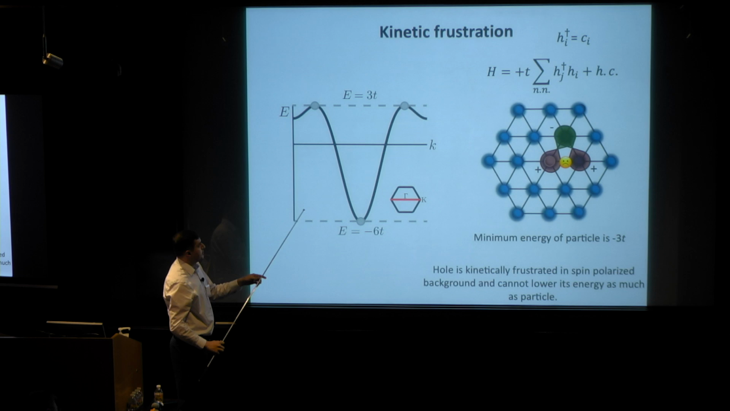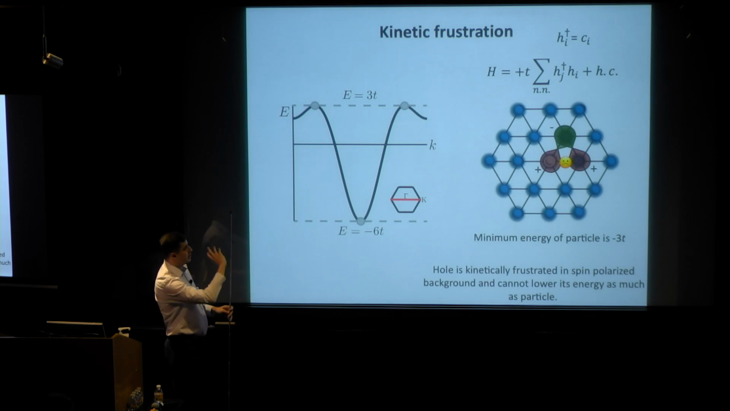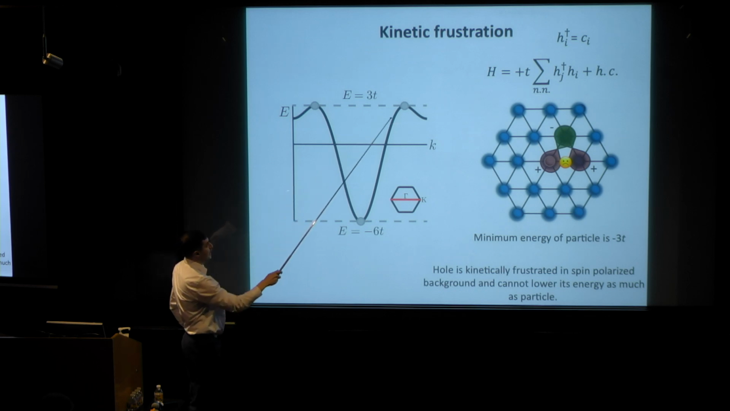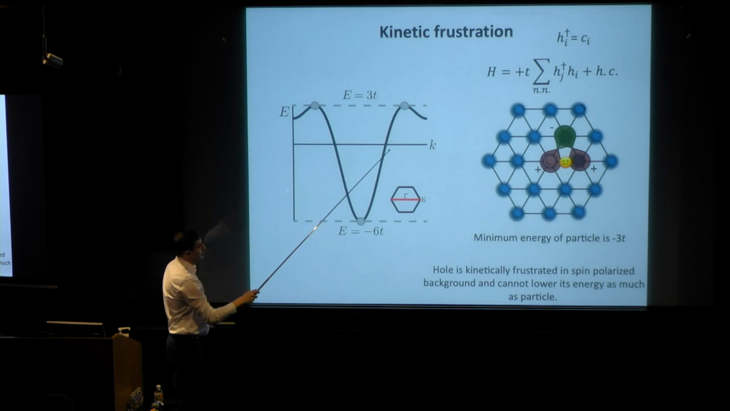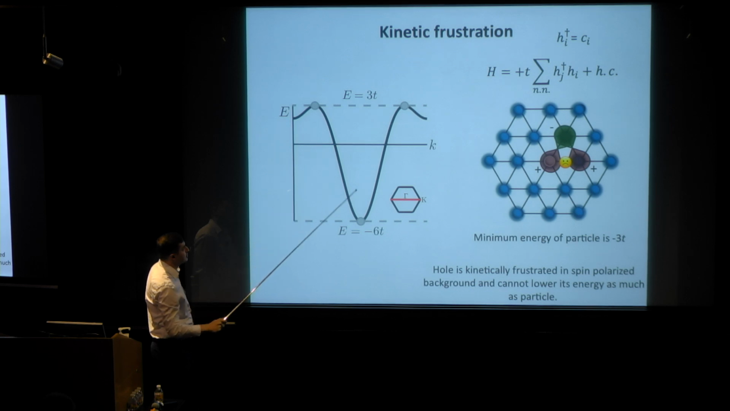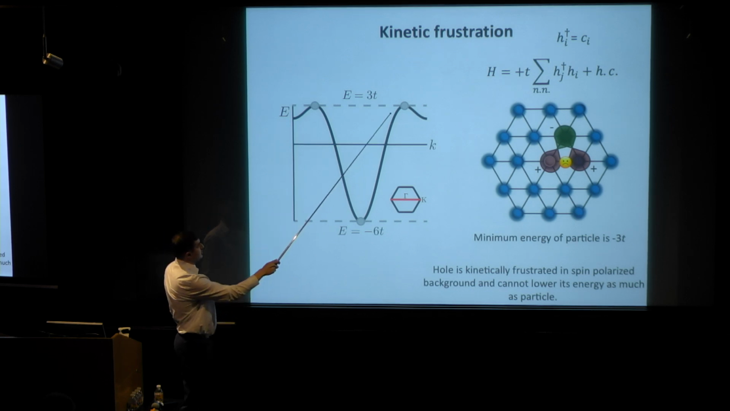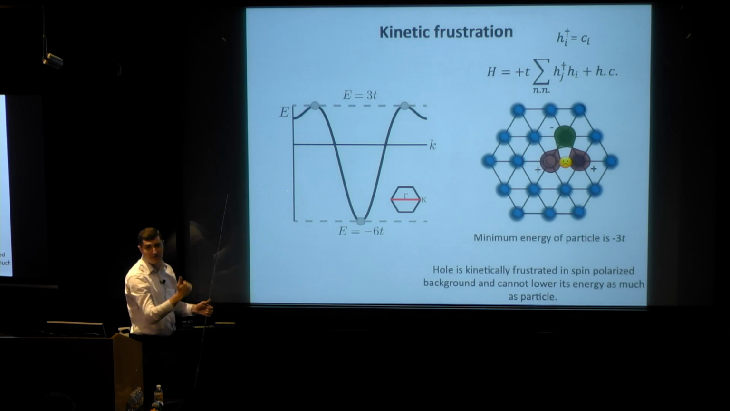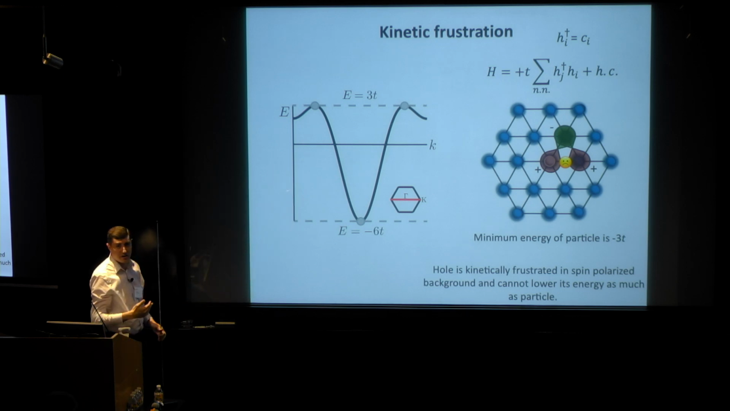And in the band structure picture, what this corresponds to is basically you flip the sign of the tunneling, so you're essentially flipping the band structure, and the minimum becomes what used to be the maximum. And because the triangular lattice has this particle-hole asymmetry, now the maximum is at 3T. Okay, so it becomes like you lower the energy by 3T for the hole rather than 6T. So it's not as low as the particle is.